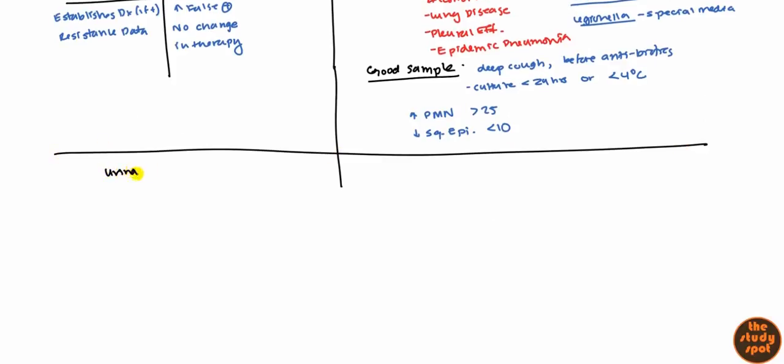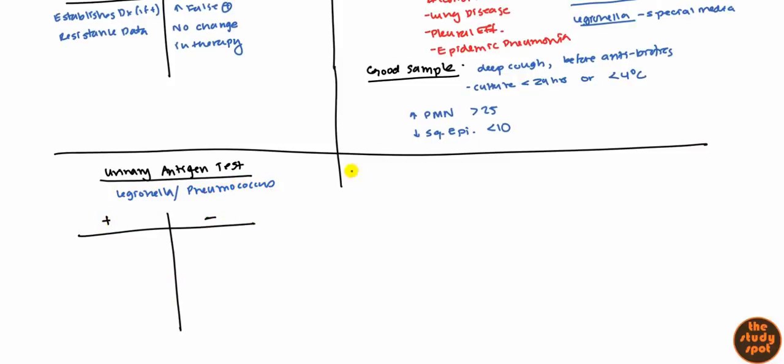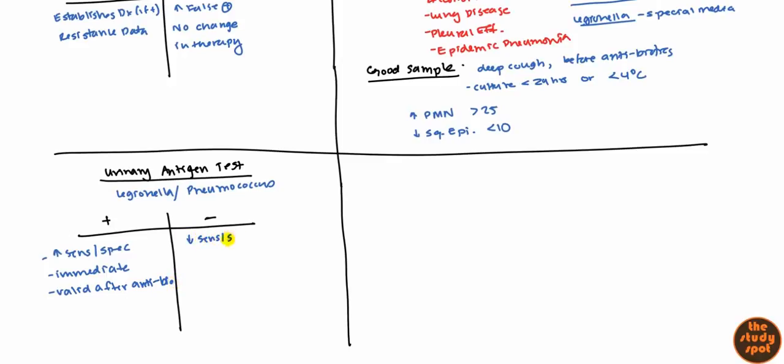Besides this, you also have the urinary antigen test. Right now, it's only being used for Legionella and pneumococcus. Now, what are some pros and cons again? Pros is it's very sensitive and specific. You can get immediate results, and it's even valid after antibiotic therapy. So those are really good pros right there. However, the negative is that if there is no bacteremia, then the sensitivity and specificity decrease. So you want to keep that in mind.